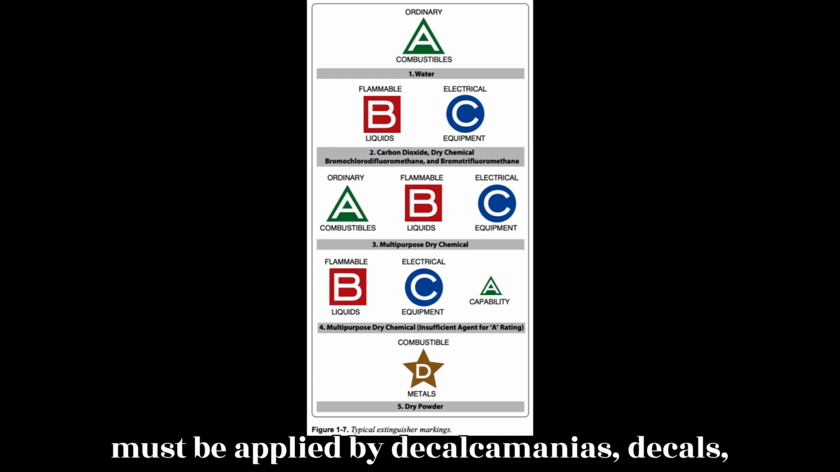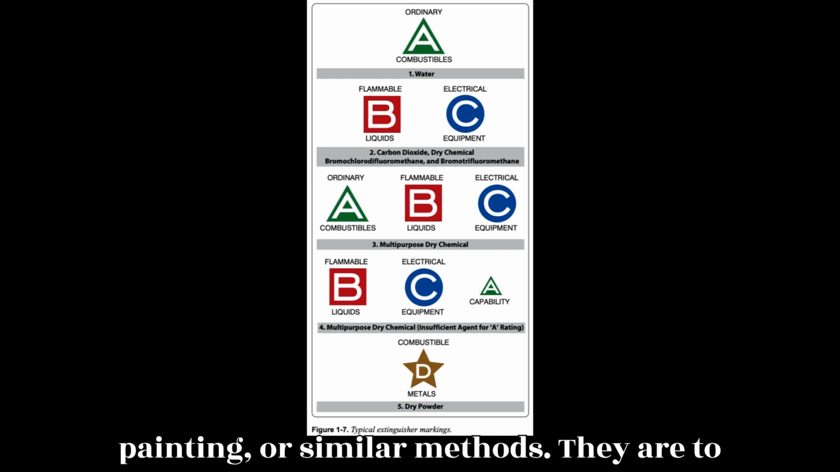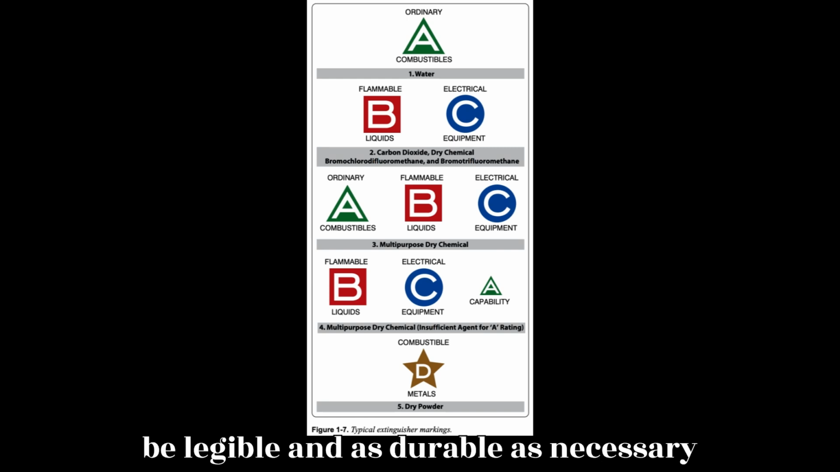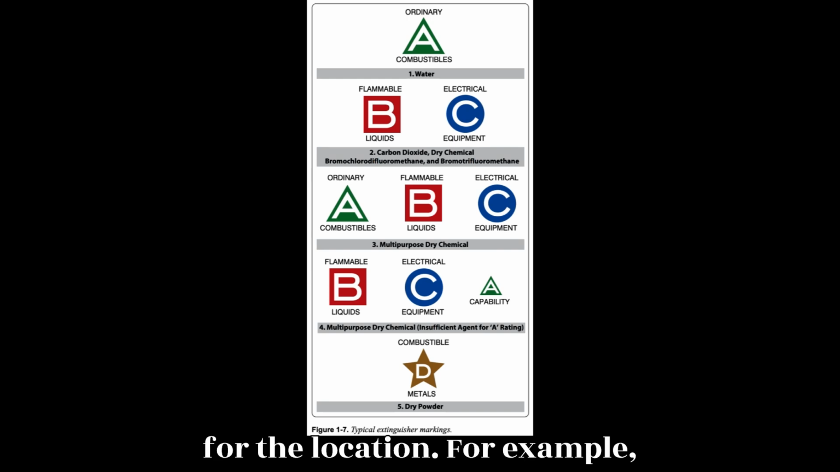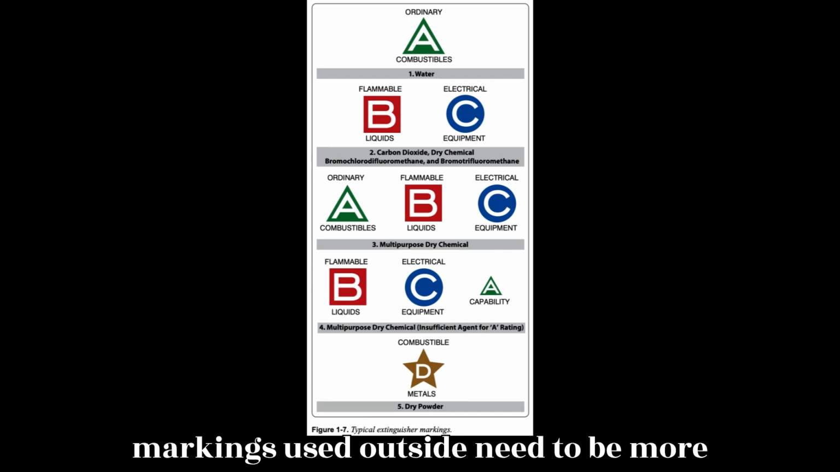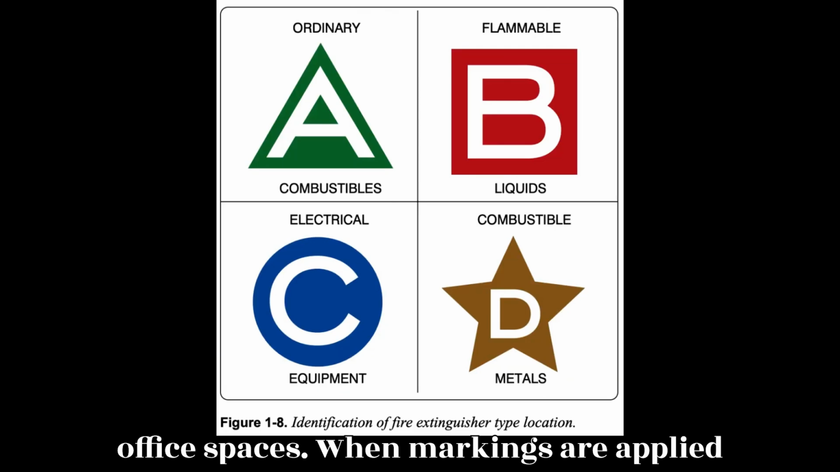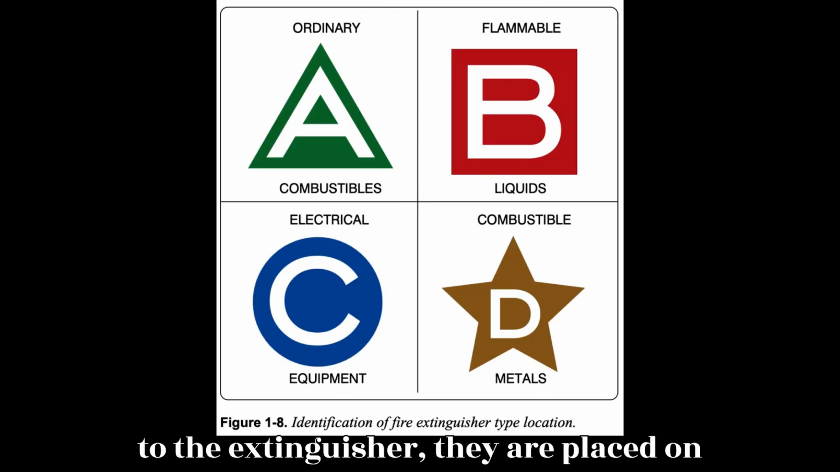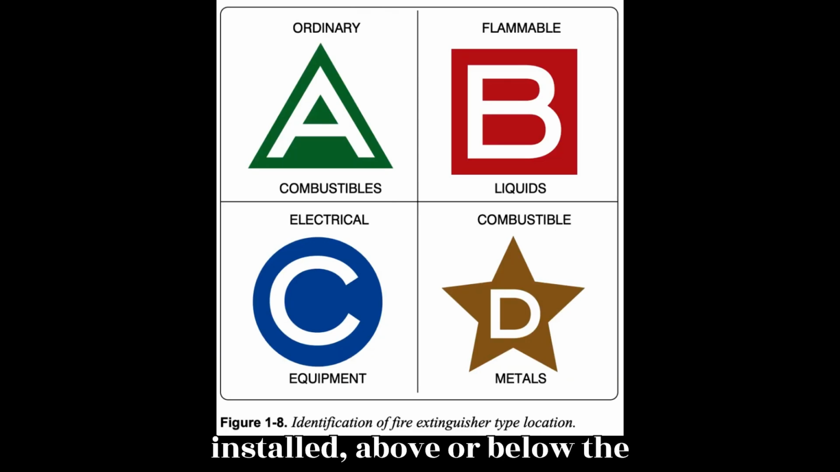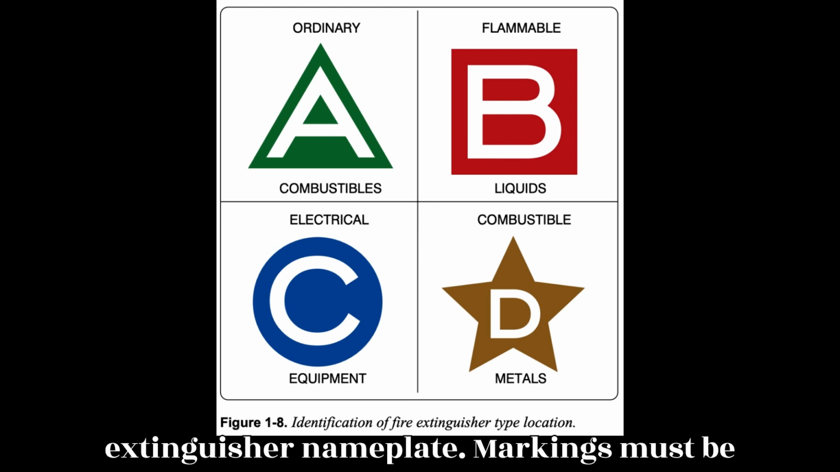Markings must be applied by decalcomanias, decals, painting, or similar methods. They are to be legible and as durable as necessary for the location. For example, markings used outside need to be more durable than those in the hangar or office spaces. When markings are applied to the extinguisher, they are placed on the front of the shell, if one is installed, above or below the extinguisher nameplate.